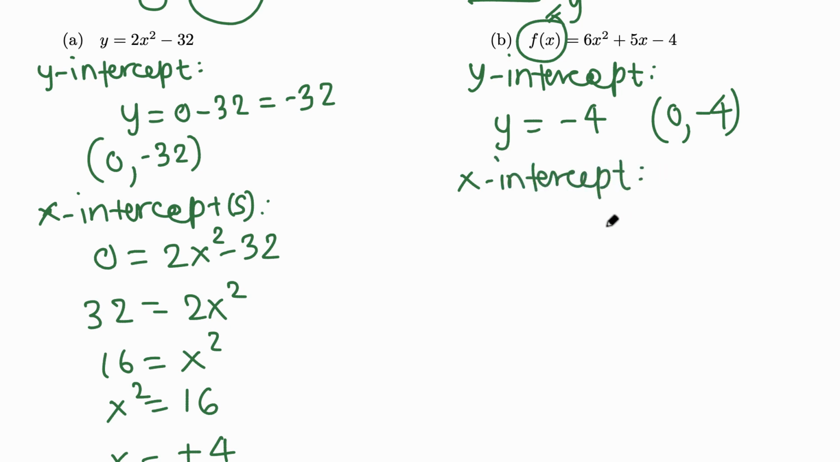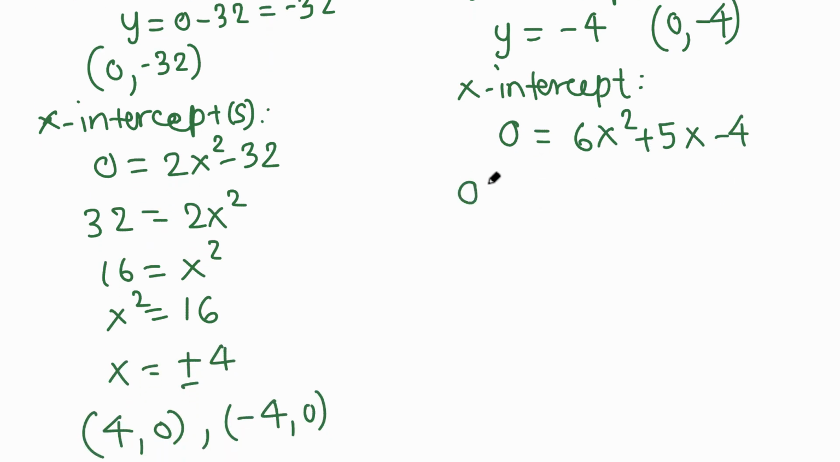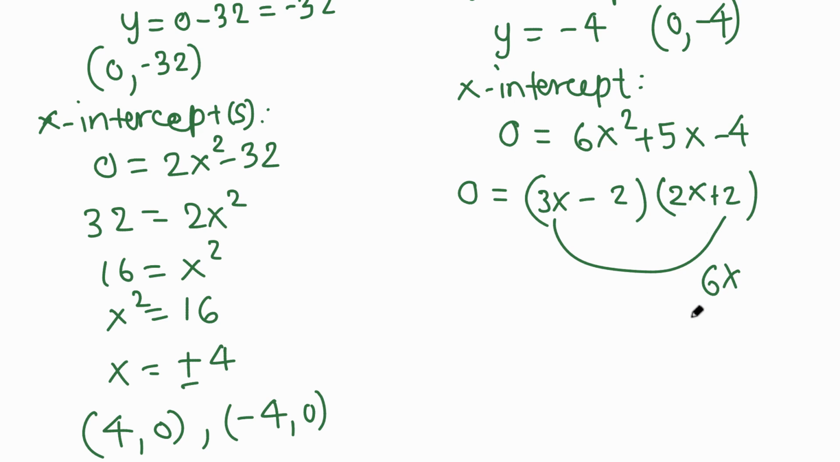For the x-intercept, we set y to 0, so the left-hand side is 0. 0 equals 6x squared plus 5x minus 4. Now this is a quadratic trinomial, so when we factor, it might take some time. It may be a trial and error method. For 6x squared, let's try 3x times 2x. Here is a negative 4, so 2 times 2, 4. One is negative, the other is positive, and when we multiply, we have to get positive 5x. So 3x times 2, 6x, minus 4x. I'm not going to get positive 5x, so this is not correct.